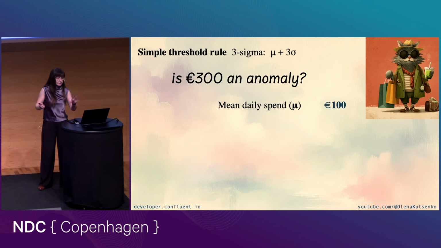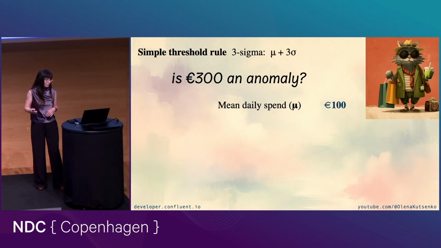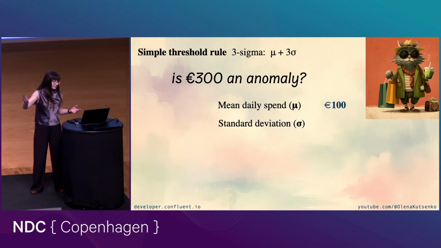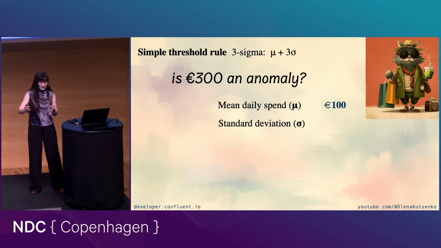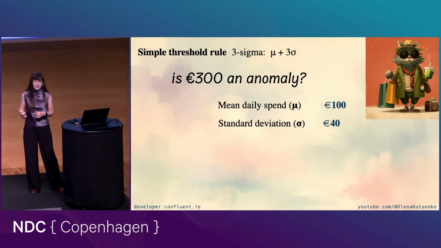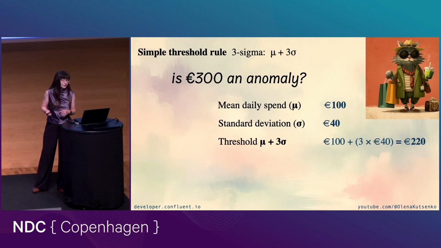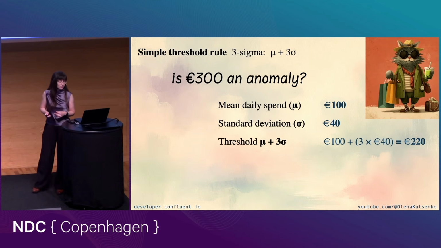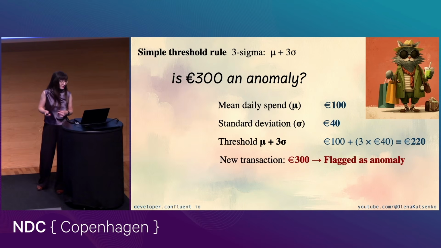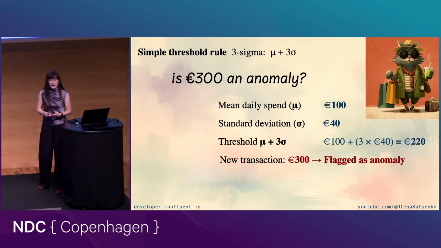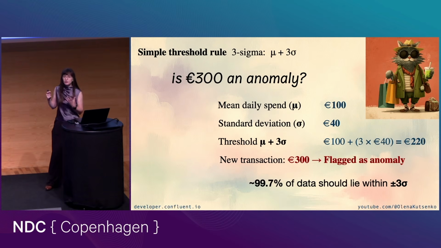And how can we calculate this? We use the mu plus 3 sigma rule. So we can take the mean daily spend, and maybe it's a very budget-based person, so the mean daily spend is 100 euros. The standard deviation is 40, for example, in our example. And when we calculate that, we get that the threshold mu plus 3 sigma will be 220. And the new transaction is higher than that value, so it's flagged as an anomaly.